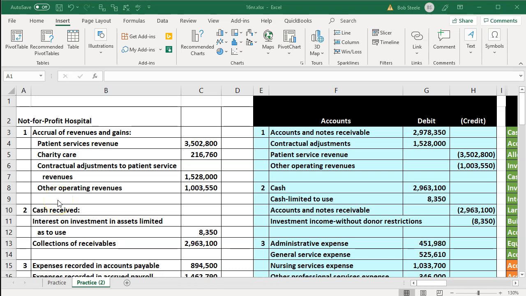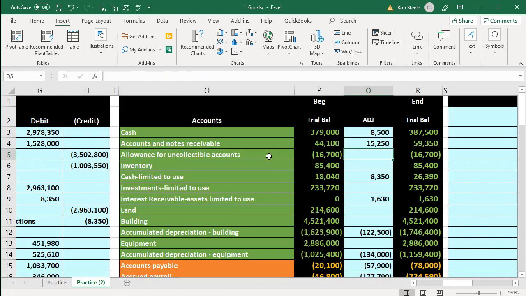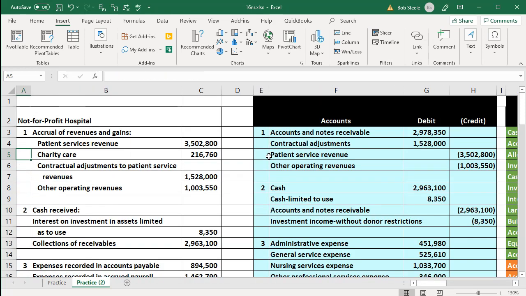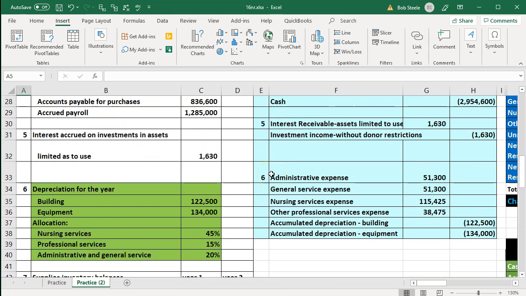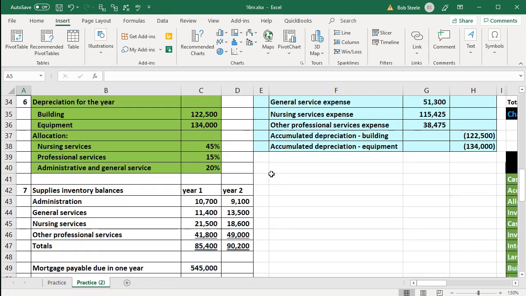In this presentation, we will continue on with our comprehensive problem related to a not-for-profit hospital. The information is going to be on the left-hand side. We're going to enter that information, and have been entering that information, into the right side into the general journal, which we then post to the trial balance worksheet. We've been entering transactions and are currently on number 7 at this point in time.